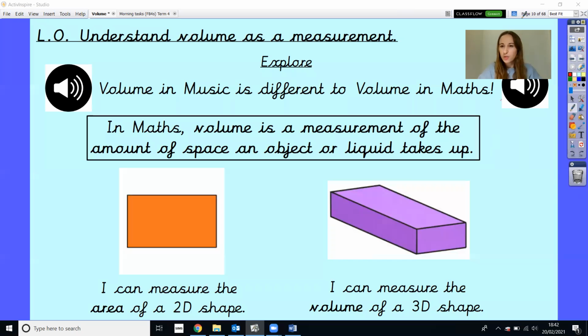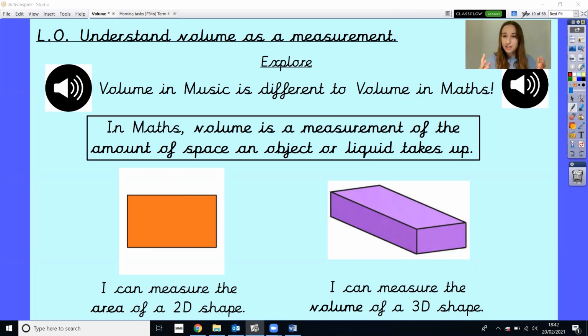So let's start off talking about volume. We briefly talked about it earlier when we were talking about vocabulary. And I just wanted to point out that volume in music is different to volume in maths. Same word, two different meanings. Obviously volume in music is about how loud a sound is. Volume in maths is a measurement of the amount of space an object or liquid or gas takes up. How much space does it take up?